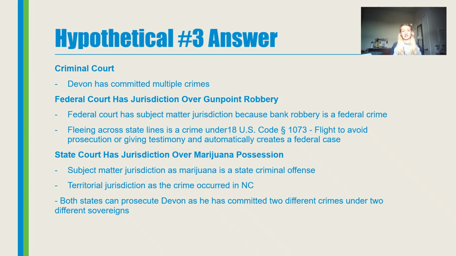State court has jurisdiction over marijuana possession because it has subject matter jurisdiction as it is a state criminal offense, and territorial jurisdiction as the crime occurred in North Carolina, or where he was found to be in possession of marijuana. I do want to mention that both states can prosecute Devin as he has committed 2 different crimes under 2 different sovereigns. However, this would not count as concurrent jurisdiction because that doesn't mean 2 courts can deal with the same case. They both have their individual cases.